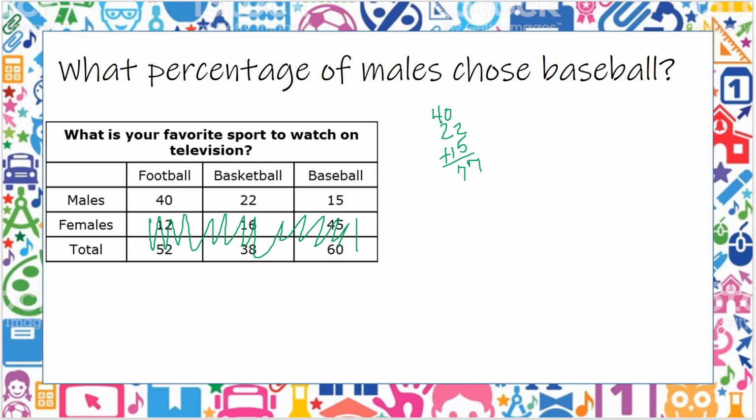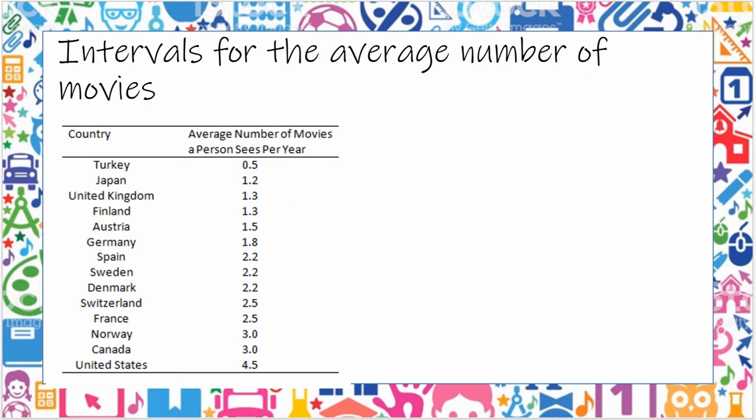How many chose baseball? Well, baseball was 15. So I need to do 15 divided by 77. And I get 0.195. Now if I want to change that to a percentage, I move the decimal to the right 2 spots. So I get 19.5.